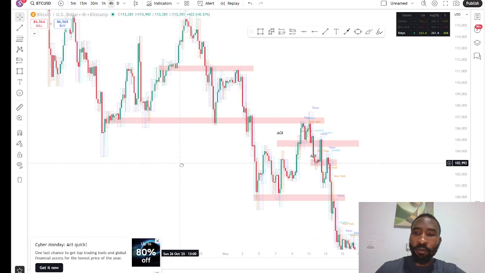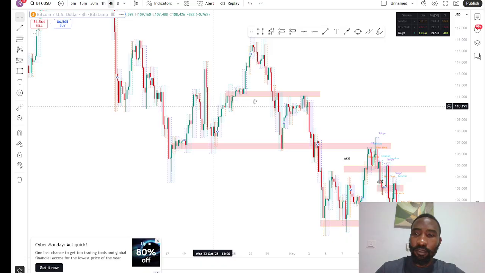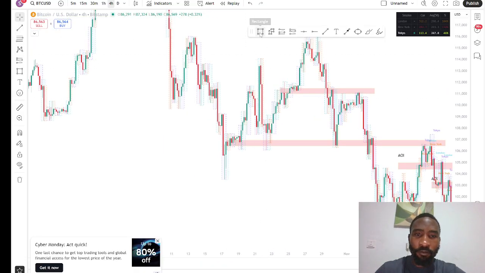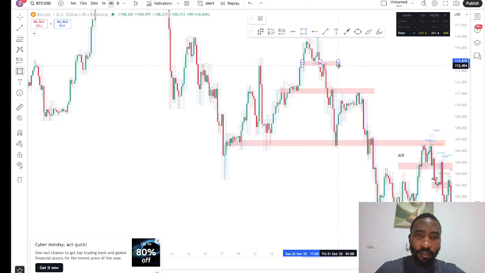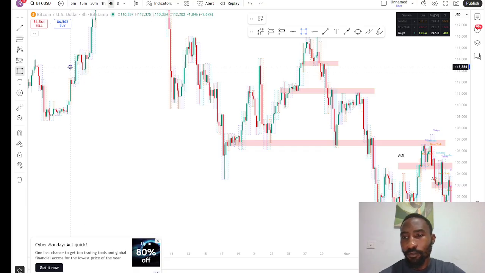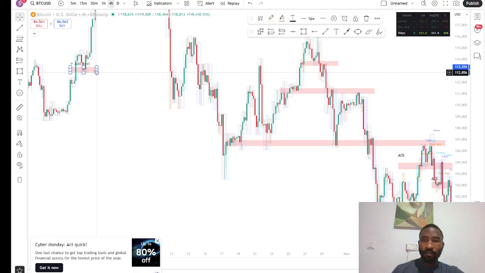With that being said, you can use this one as area of interest also. This area. See. Then you can use this area of interest. I'm just giving you examples.